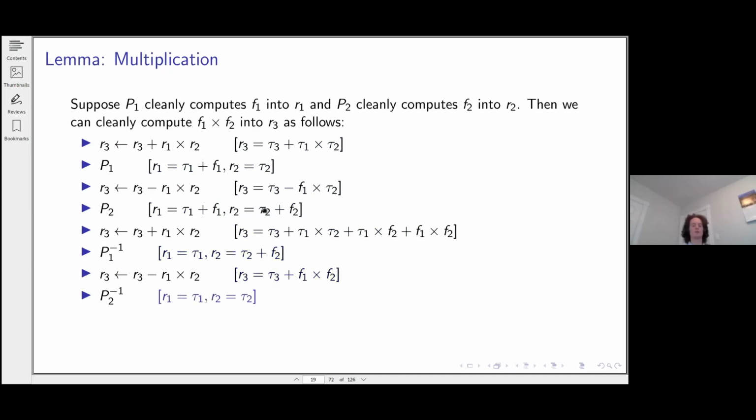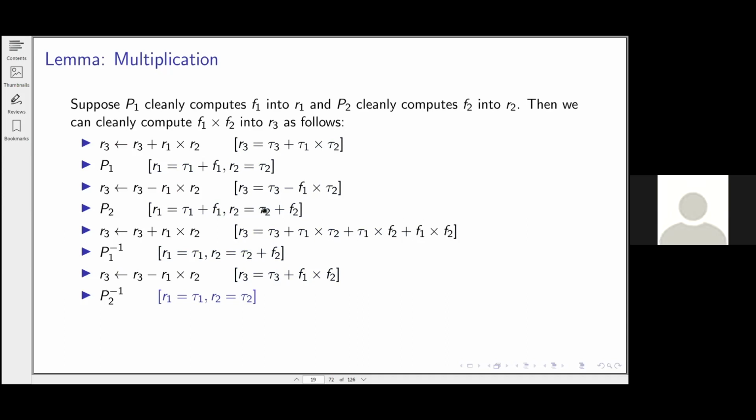And the very last step is just one more bit of cleanup. We restore register 2 to its initial value. So now everything's back to its starting value, except that register 3 has f1 times f2 added to it. So that means we're done.